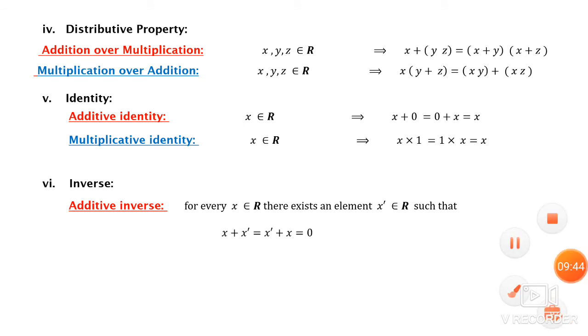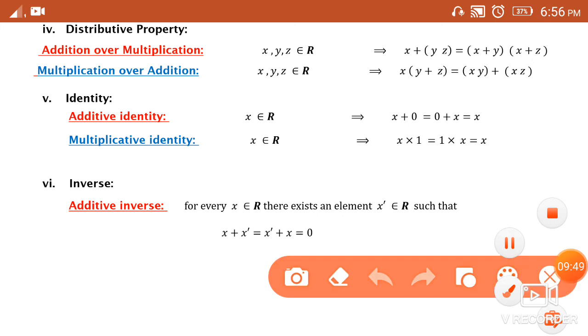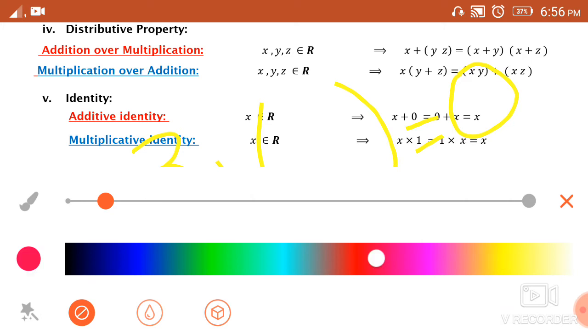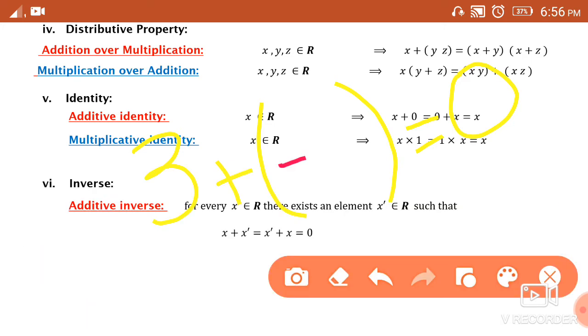Let us take an example. Consider we have a number 3. We want to add it with any other number such that the answer is 0. Let's think of a number. When we add 3 with it, we will get 0 in the answer. So, such number will be minus 3. If we add 3 with minus 3, we will get 0.